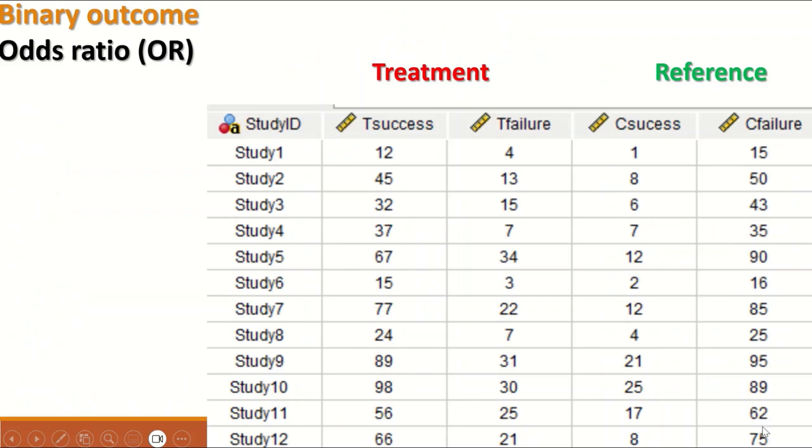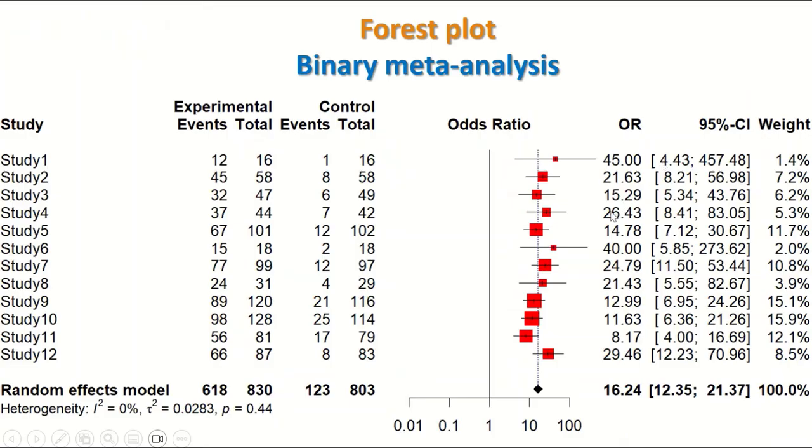If the outcome is binary, which has two levels in it, and the effect size is odds ratio, as shown here in this data set, with two groups, treatment and reference, and the event occurring in the treatment group is counted, and the event occurring in the reference group is counted, then a forest plot can be generated from binary meta-analysis in a layout as shown here: descriptive statistics, diagrammatic representation, and overall and heterogeneity.